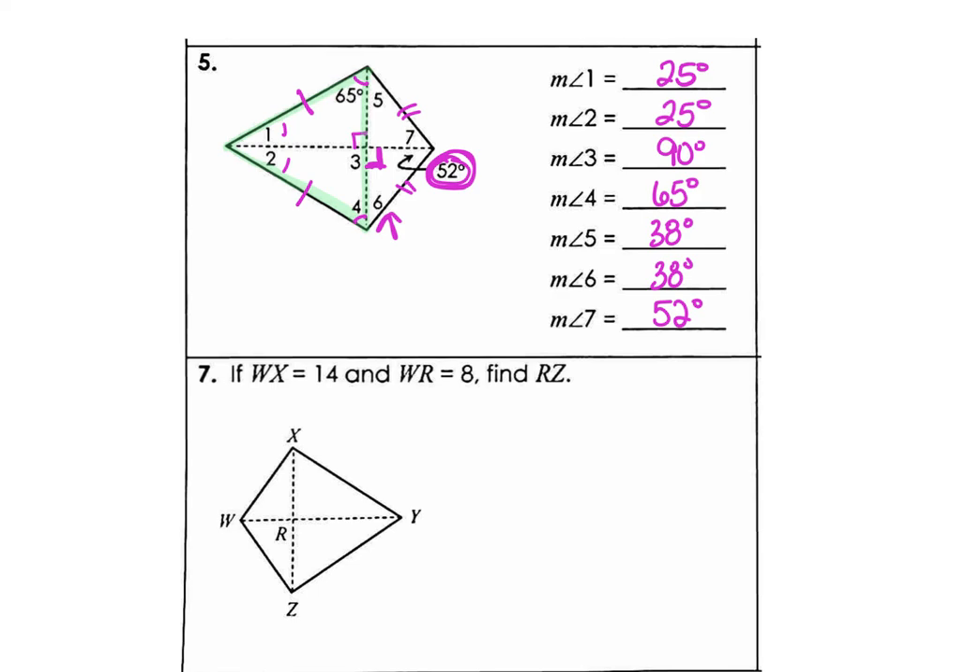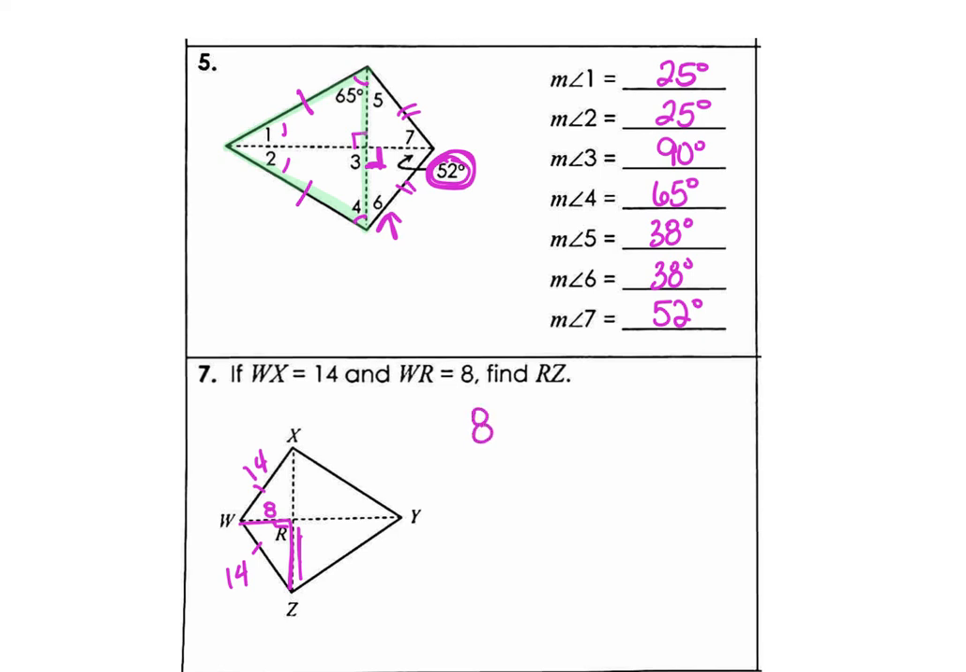And so let's look at this one. They have WX is 14. WR is 8. They want R to Z, which is down here, which seems like it doesn't help us, all right? However, these are congruent. WX is congruent to WZ. And so I have this right triangle here. I know the hypotenuse is 14, and I know one of the legs is 8, and they're really asking for the other leg. So here I'm going to have to use the Pythagorean theorem.